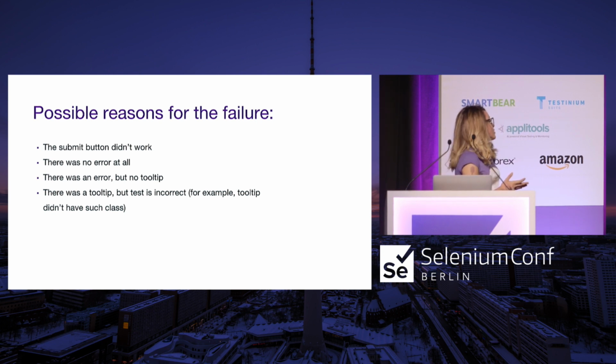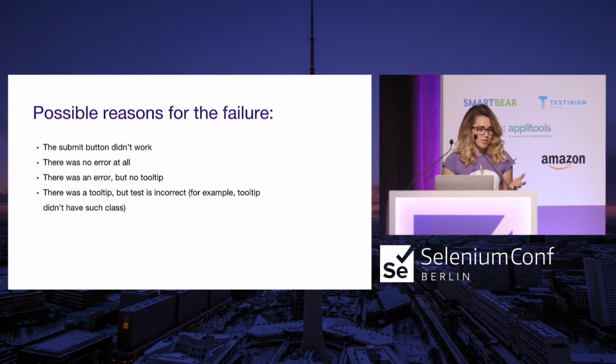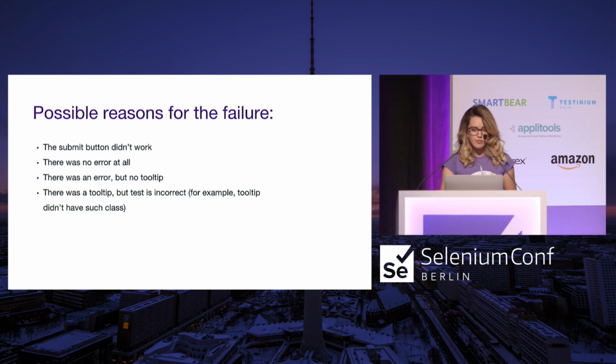Or another scenario is that there was no error at all. So you submitted, it was accepted, and everything was green and OK. Another case, there was an error, but no tooltip on it, which means that, yes, you got an error, red border, and an icon, but no tooltip. Or there was a tooltip, but something in the test is incorrect, which means that either you're looking for an incorrect selector, or, I don't know, it's an iframe or something like that.